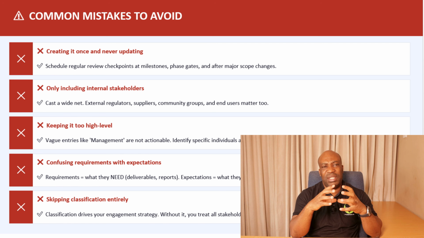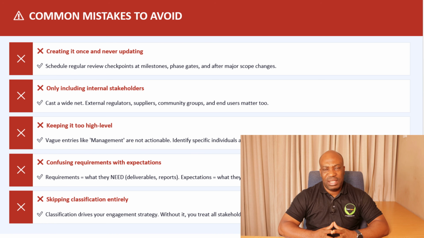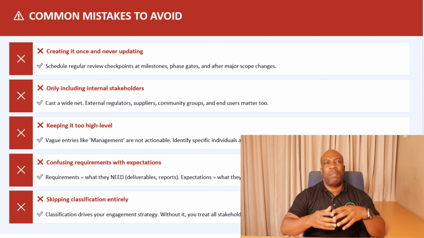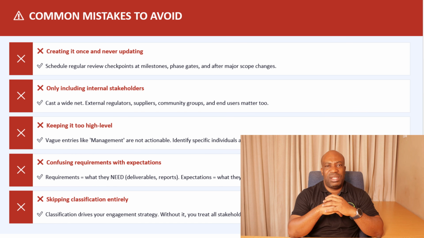So don't ever make the mistake of thinking that stakeholders are only the internal stakeholders that you have to consider in your register. You also want to consider external stakeholders. I can give you a good example.